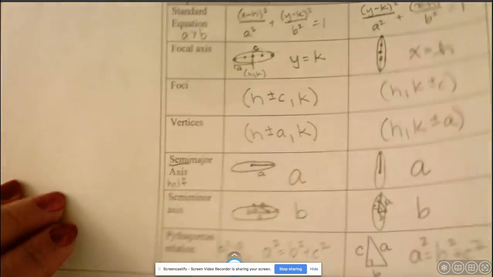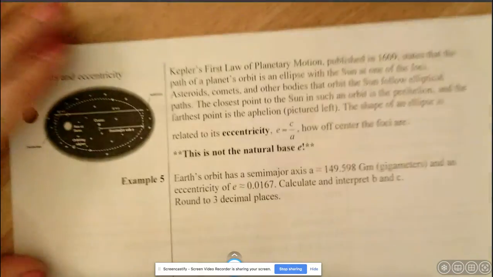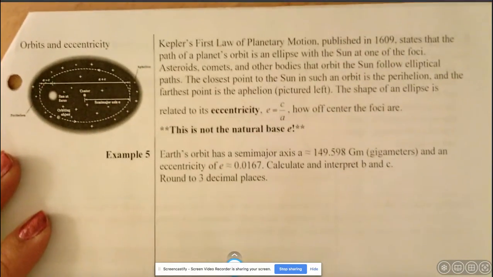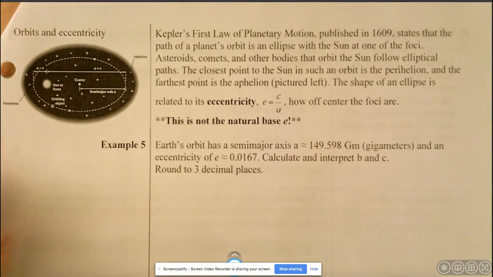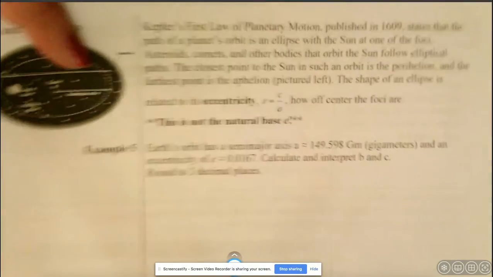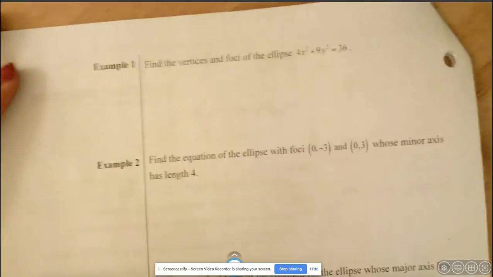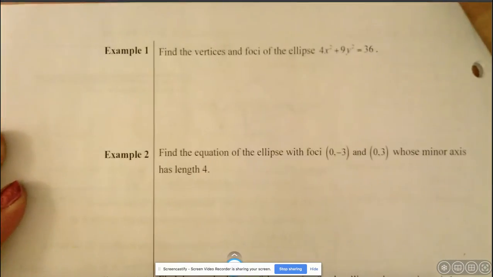So let's take a look at some examples. Our first example, and we're going to use astronomy for both this and the next section of notes. So our first example is about planetary motion. Did I skip one? Because that's example 5. Oops. Okay, sorry, I skipped a page.